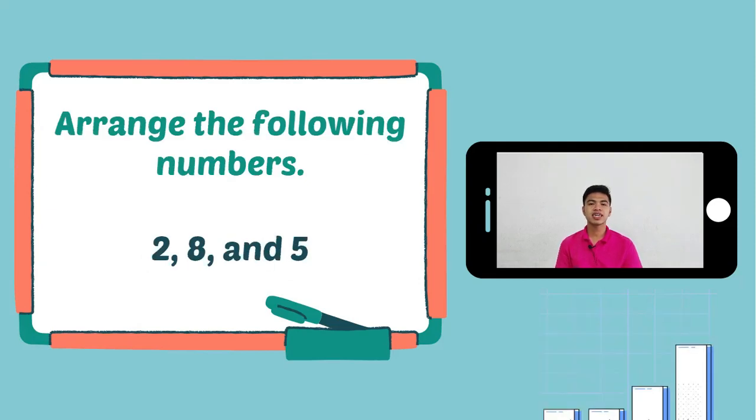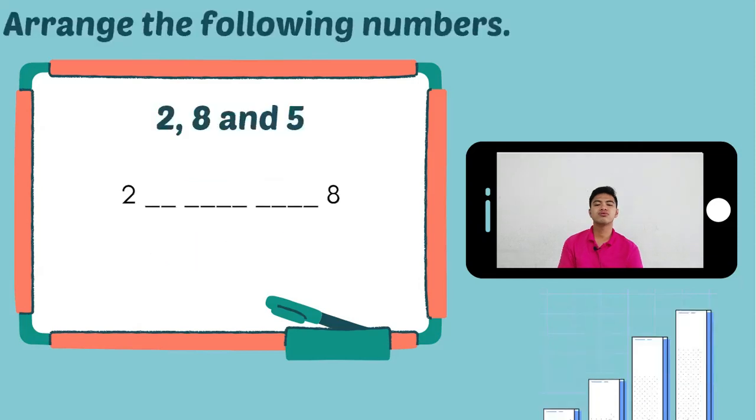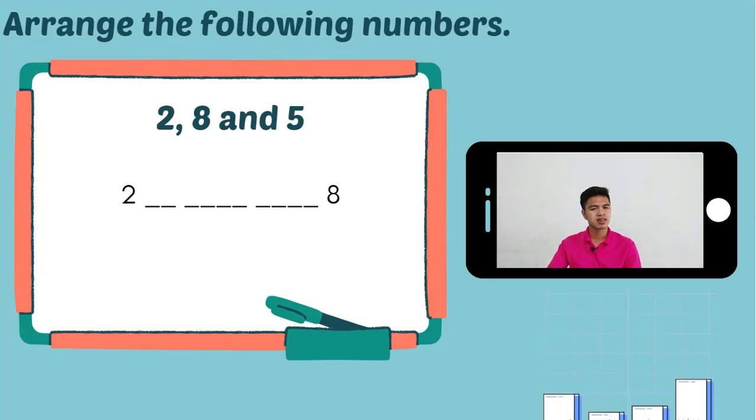Okay, here for the first example, we are going to arrange the following numbers. So what are those numbers? They are 2, 8, and 5. Okay, so let's try to arrange the following numbers. What are we going to do first in order to arrange them? Of course, we will have to compare first the first two given numbers, which are 2 and 8. So we're going to compare 2 and 8.